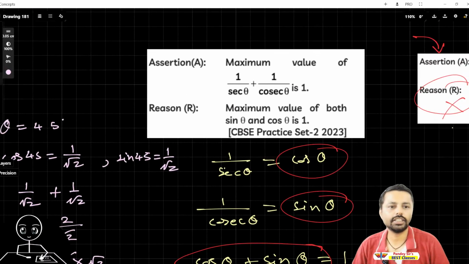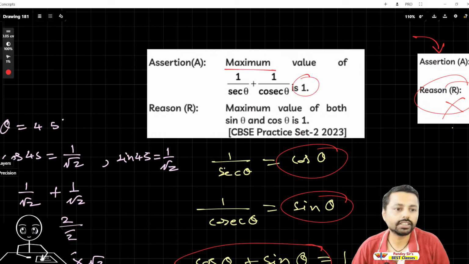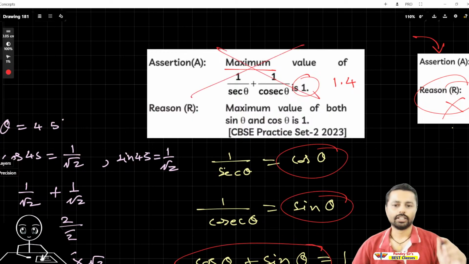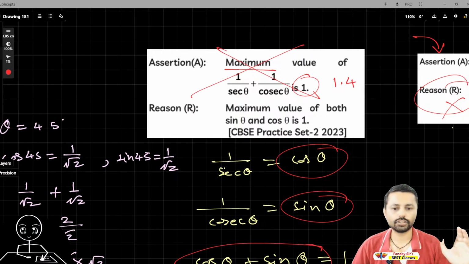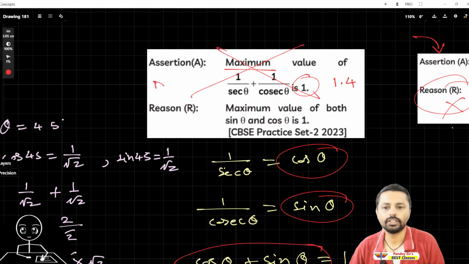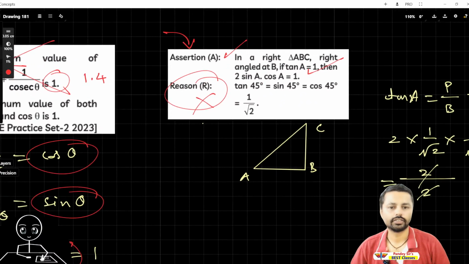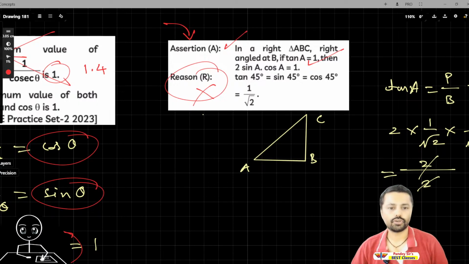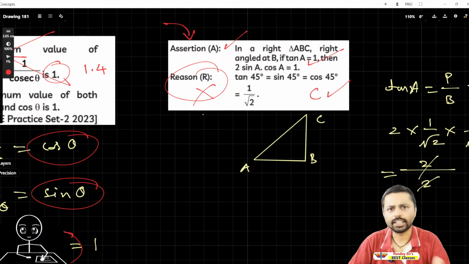And here in the assertion they said the maximum value can only be 1, and we just found out that it goes to 1.4. So the assertion is wrong. The correct answer is that only the reason is true, but the assertion is wrong. So the answer is D, only reason is true. Here only the assertion is true, so for this the answer is C. If you understand, that's great. If you don't understand, ask me doubts.